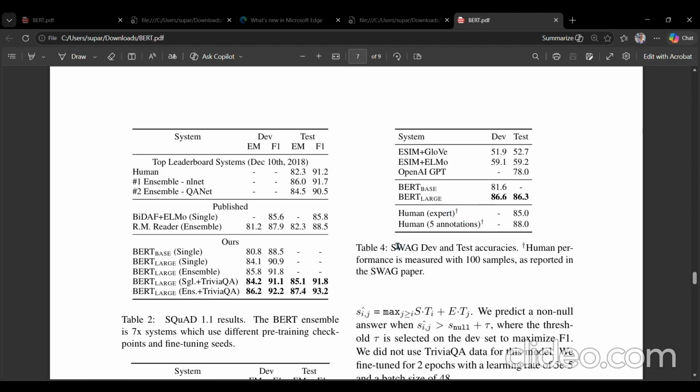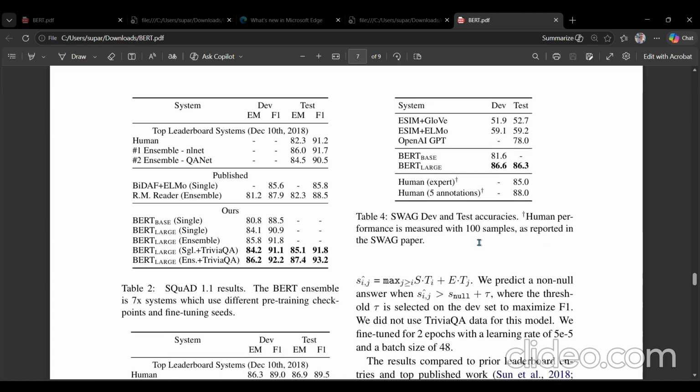And here we have the SWAG test accuracies, and we can see that both the BERT base and BERT large models have significantly outperformed GloVe and ELMo by almost a 30% margin. It has outperformed OpenAI's GPT by almost an 8% margin, and it has even outperformed the human expert baseline as well.